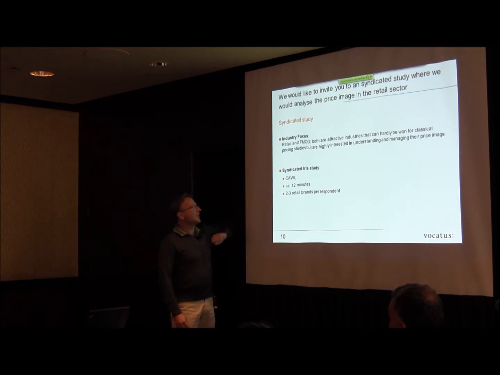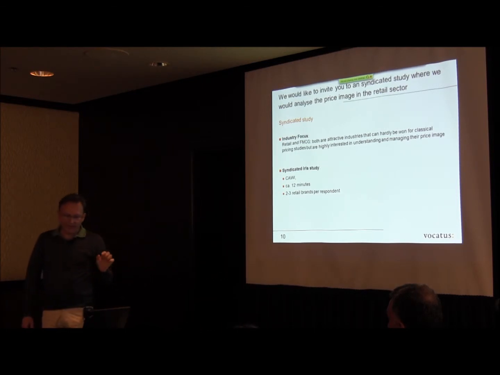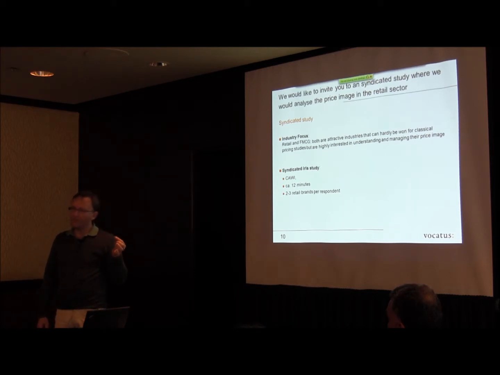How do we want to do that? We want to do a CAVI study. We guess it's about 12 minutes. And we want to understand the price image per respondent of about 2 to 3 brands, let's say fast-moving consumer companies. That would be interesting for fast-moving consumer companies and retail.